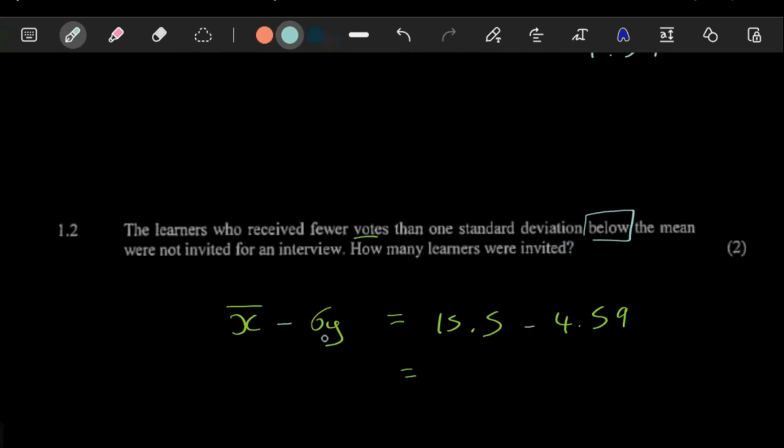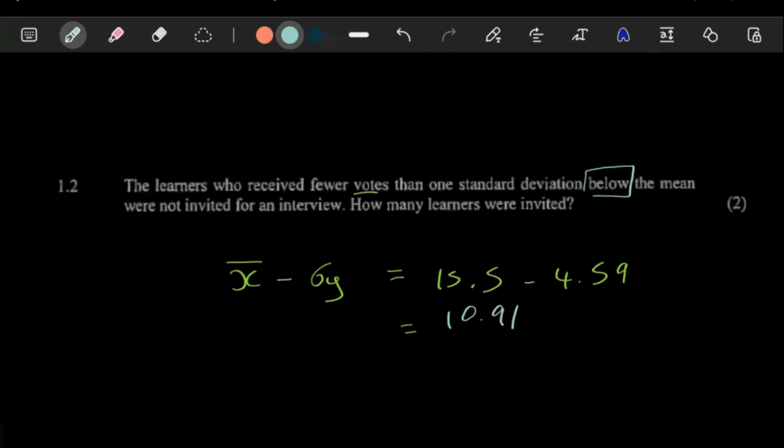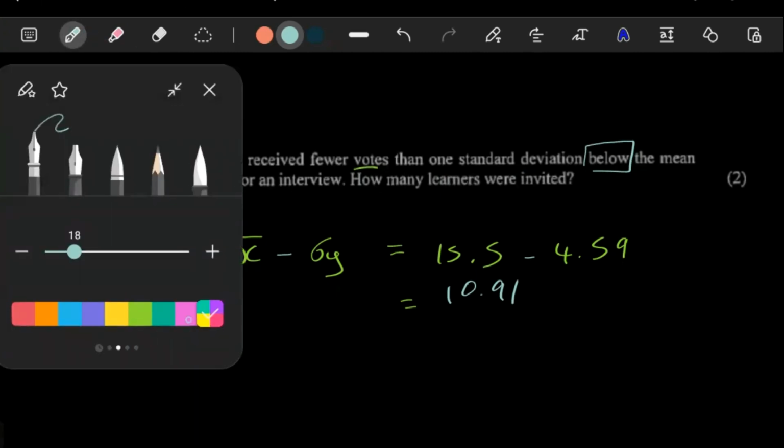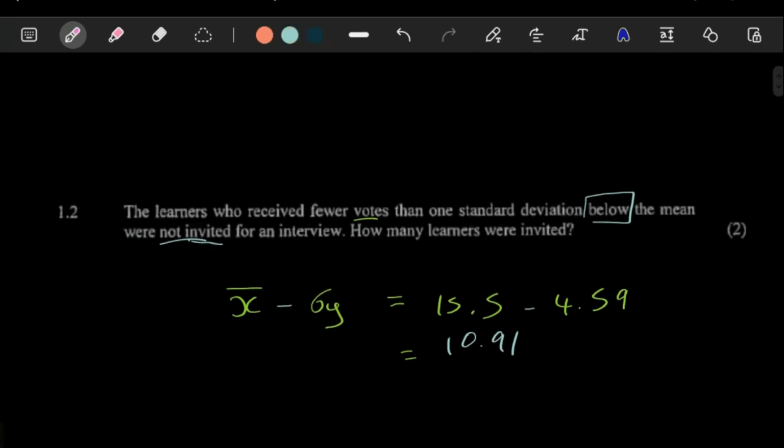So you take the mean and go 1 standard deviation down, which gives you 10.91. So any number that is below 10.91 is not going to be invited. Learners who received fewer votes than 1 standard deviation below the mean were not invited. So people that got lower than this were not invited. And then it asks how many learners were invited. So we have to pick out the learners that got above this value.